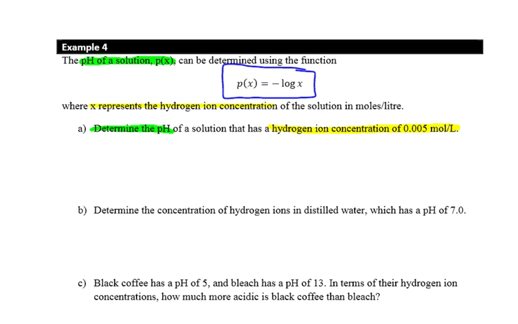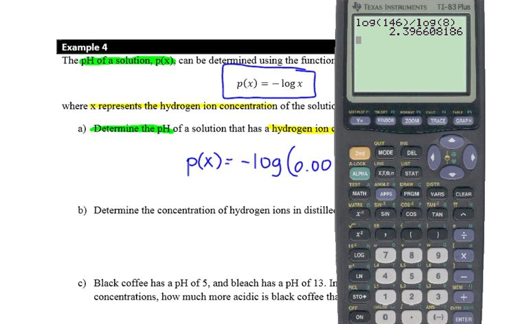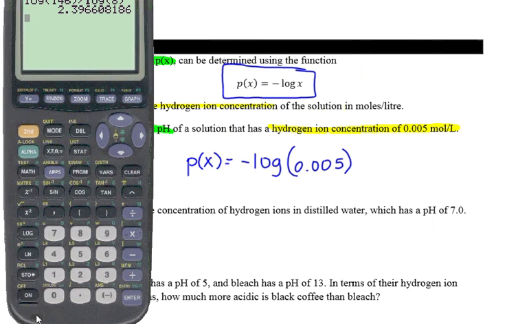So they tell us our X value, the hydrogen concentration, and we're looking for the pH. So negative log of our concentration. You can just go ahead and type that in. If the base is not shown, it's 10, so you can just type it as is. Negative log 0.05. And so our pH would be 2.3.